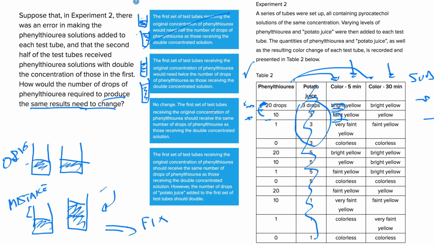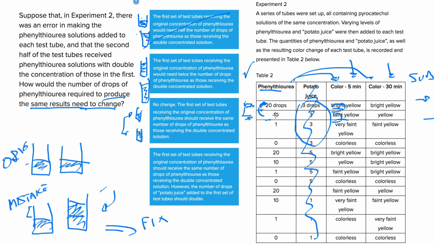No change. The first set of test tubes receiving the original concentration of phenolketonuria should receive the same number of drops of phenolketonuria as those receiving the double concentrated solution. Well, we're talking here about concentration and drops. So it will be the same as when here in the example where we have 20 drops of something and 10 drops of something that have the same concentration, right?